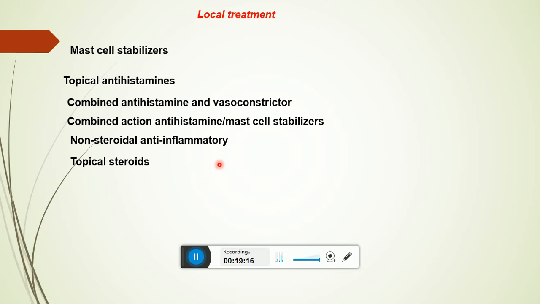Topical antihistamines, when used in isolation, are about as effective as mast cell stabilizers. Combined antihistamine with vasoconstrictor, or the combined action of antihistamine and mast cell stabilizer such as olopatadine, has a relatively rapid onset of action. NSAIDs such as ketorolac may improve comfort by blocking non-histamine mediators.